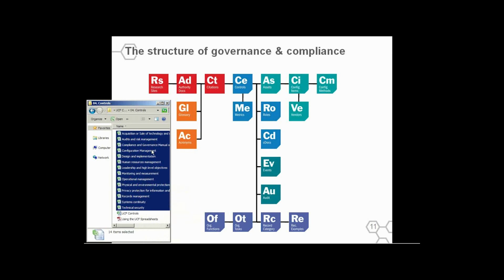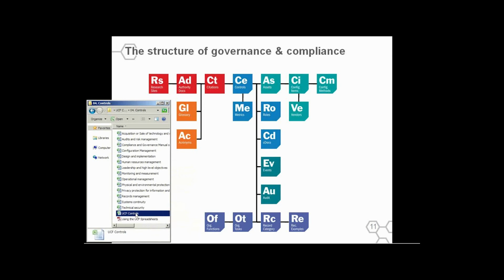And you'll notice that we cover IT, physical security, records management, and privacy as the main areas. So whenever we map an authority document, we only pull out those controls which pertain to those areas or those mandates. So let's take a look at the UCF control spreadsheet.